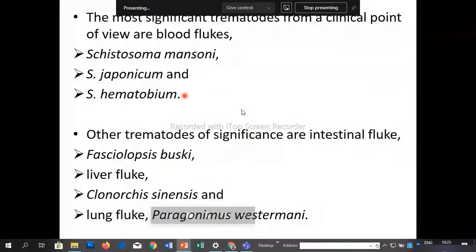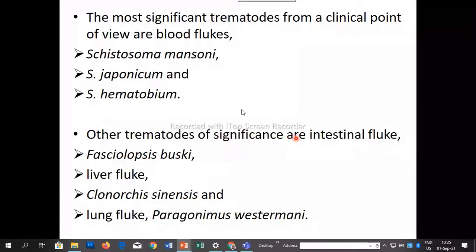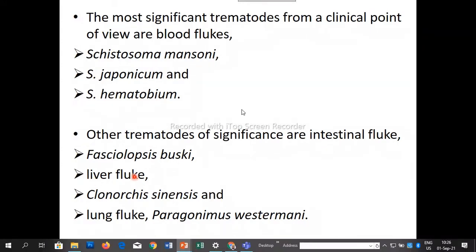We are going to talk about the most significant trematodes from a clinical point of view, which are blood flukes. And also the trematodes that are significant as intestinal flukes. We have intestinal fluke and we have blood fluke. So for blood flukes, we have Schistosoma mansoni and also Schistosoma haematobium. And among the trematodes of significance, intestinal fluke, we have Fasciola hepatica. Liver flukes, Clonorchis sinensis, and the lung flukes, Paragonimus westermani.